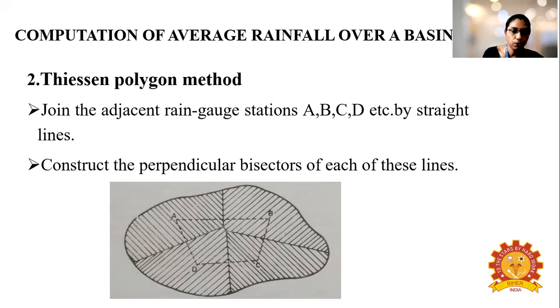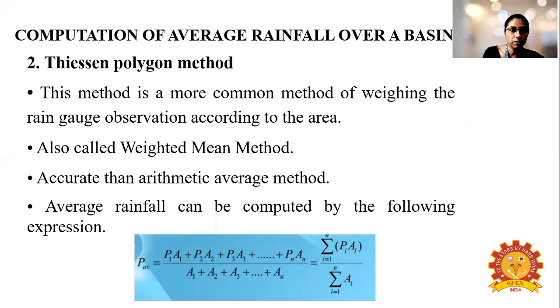So here only 4 gauge stations are given, and the whole area is divided into 4. If the area is large and the gauge stations are more than 4, then based on the number of gauge stations, you have to divide the whole area under consideration. So this method is considered a more accurate method than the arithmetic average method, that is the Thiessen-Polygon method.